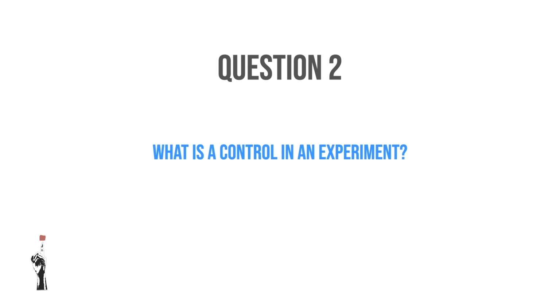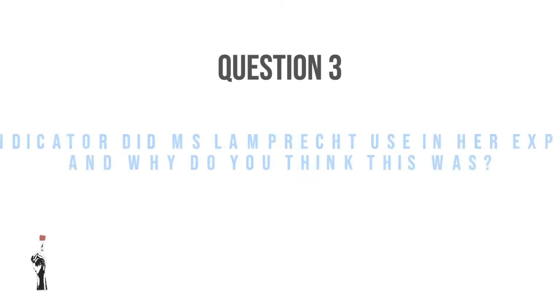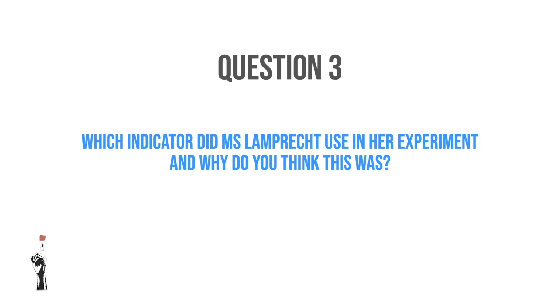What is a control in an experiment? A control, and in this experiment our control was water, serves as a measure to which we compare our results. Which indicator did we use in our chemical experiment, and why do you think this was the most appropriate indicator to use?